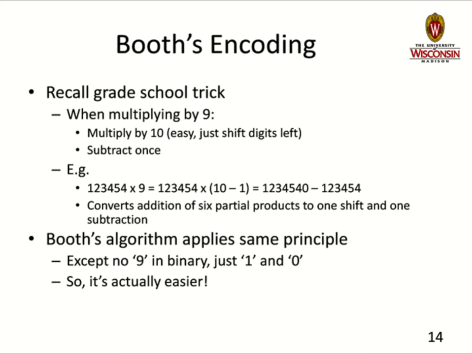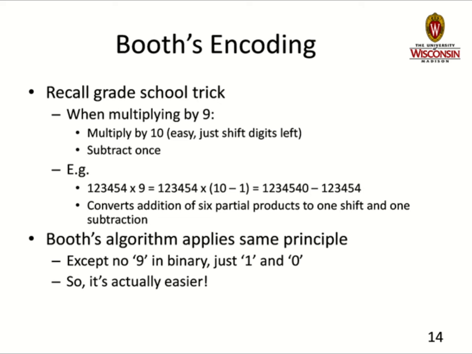An additional optimization that many multi-cycle encoders will employ is something called Booth's encoding. Booth's encoding is conceptually similar to a trick that some of you may have learned in grade school, where if you're multiplying by a number that's just a little bit less than a power of 10, so let's say you're multiplying by 9, instead of actually doing the multiply by 9, you simply multiply by 10, which just means shifting, and then you subtract once.